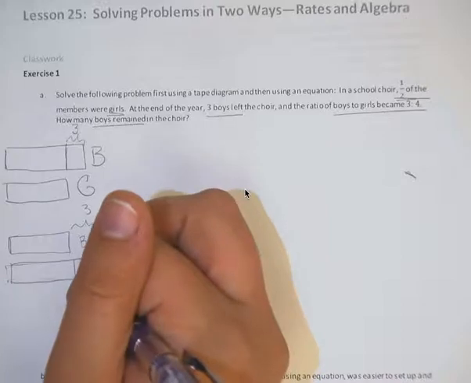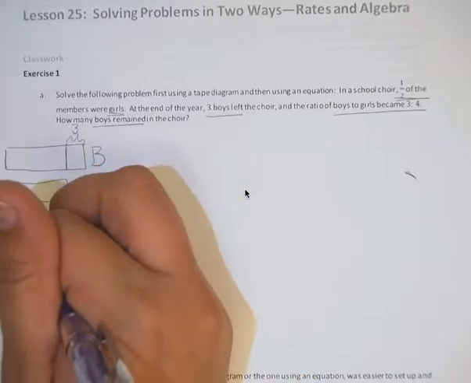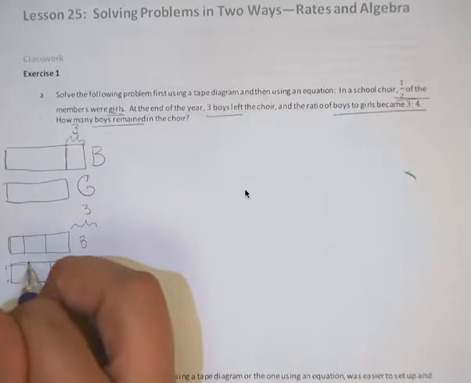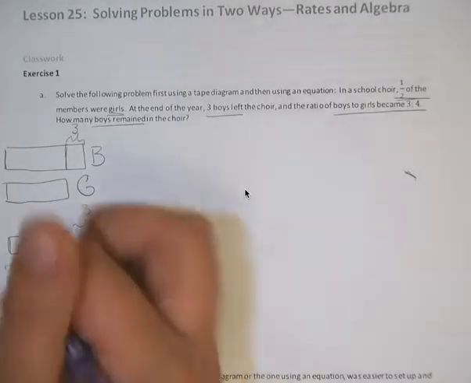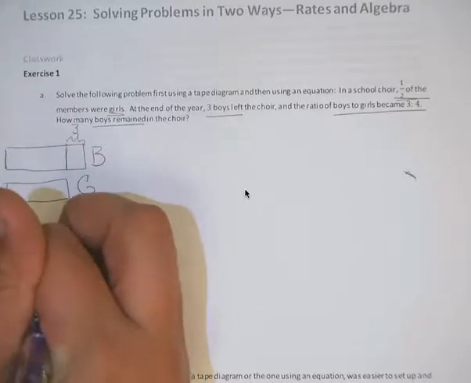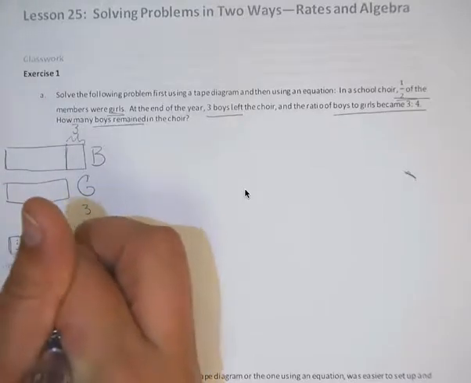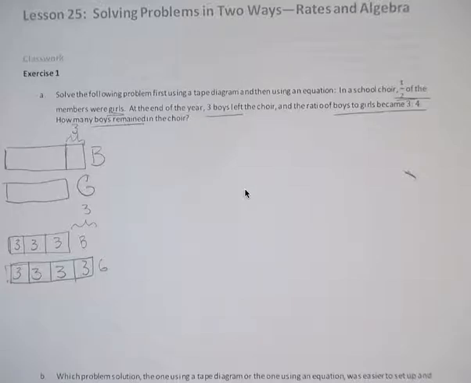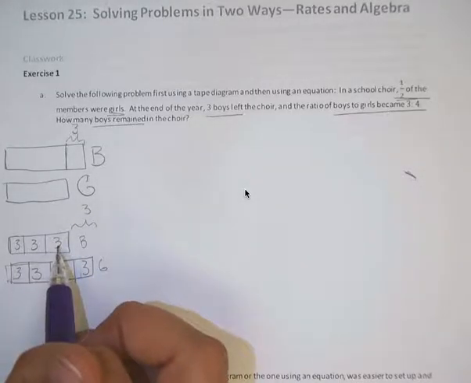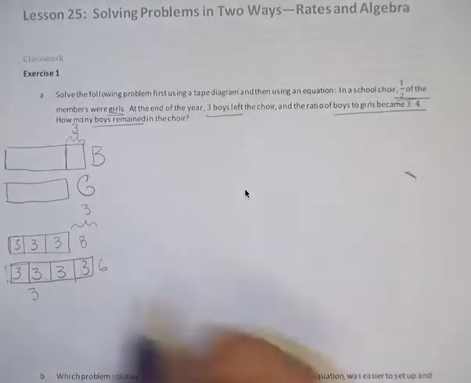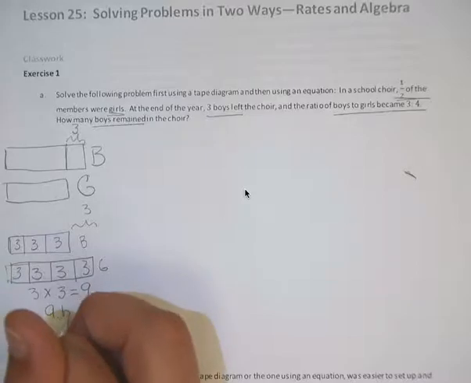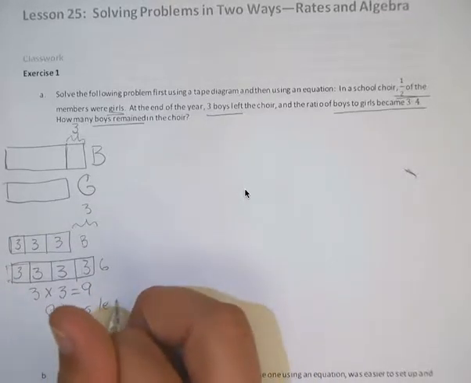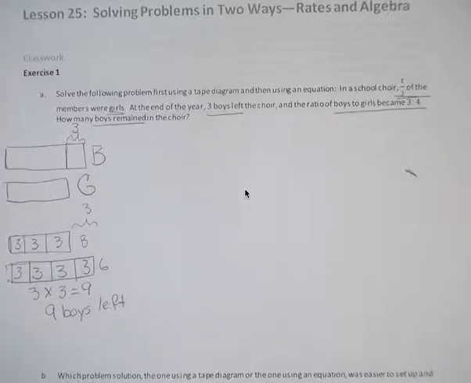Okay? So we know we can look at this as 1 unit is 3 boys because we got rid of 1 and we now have a ratio of 3 to 4. So if we know each box is 3, we can fill those in and then we can say we have 3 units left for the boys, so we can do 3 times 3 is equal to 9, so there are 9 boys left. Okay, that's doing it with a model and a tape diagram.